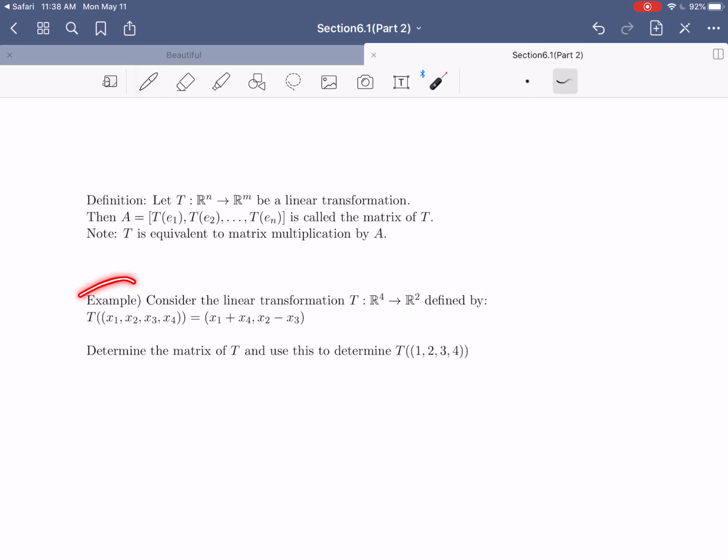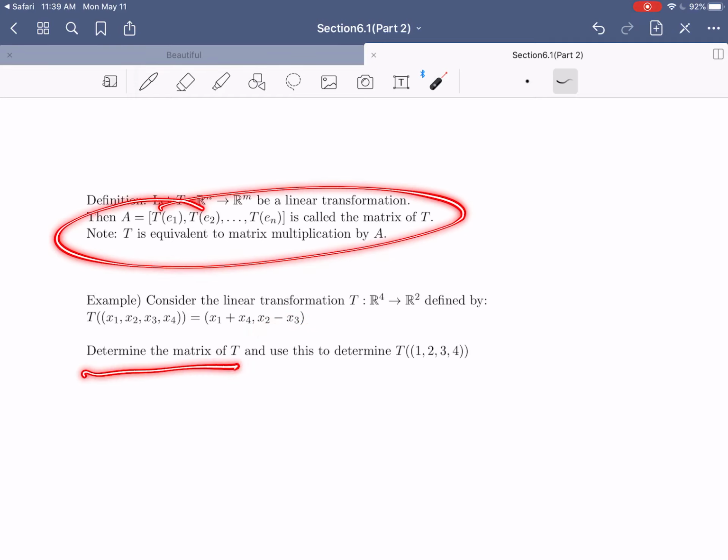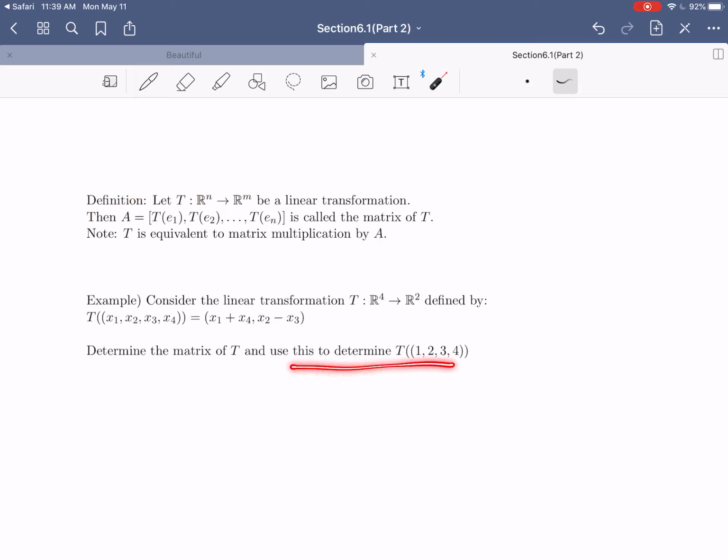All right, so as this example, let's consider this linear transformation that goes from R4 into R2, defined by when you take something in R4, x1, x2, x3, x4, you treat it as x1 plus x4 and then x2 minus x3. We're going to use this definition to determine the matrix of T, and then use this matrix of T to determine T of 1, 2, 3, 4.